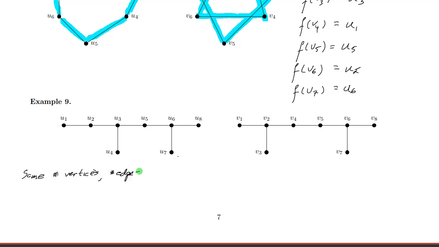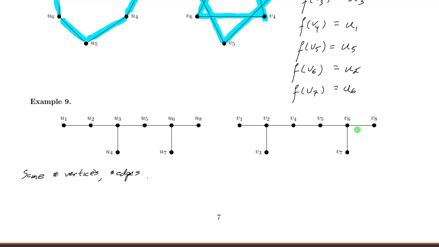Looking at the degrees, I've got some degree 1 vertices. I've got 1, 2, 3, 4 of them in the first graph. I've got 1, 2, 3, 4 degree 1 vertices in the second graph. So that doesn't help. I've got some degree 2 vertices. I've got one here and one here. And then we've got a degree 2 vertex and another degree 2 vertex. So that matches up. U3 and U6 are both degree 3, but V2 and V6 are also degree 3.